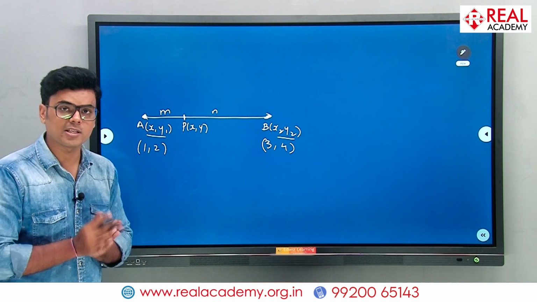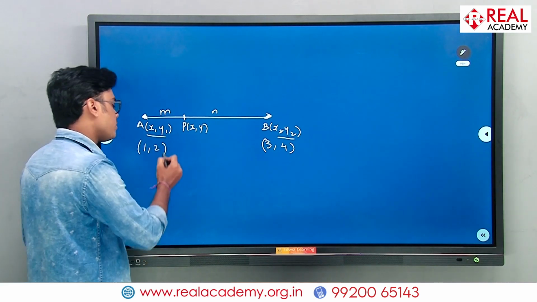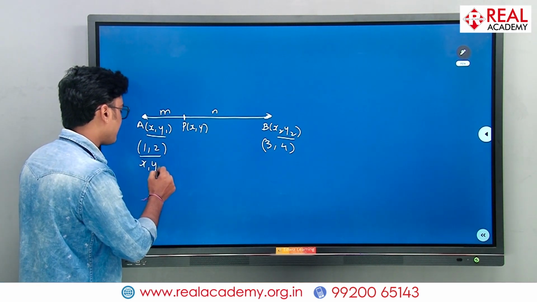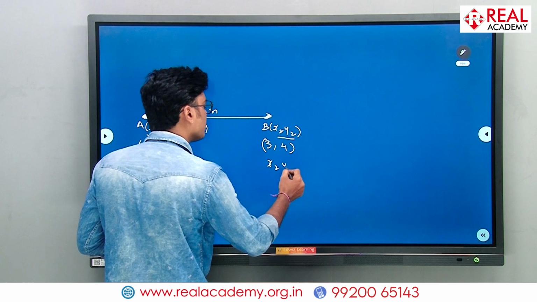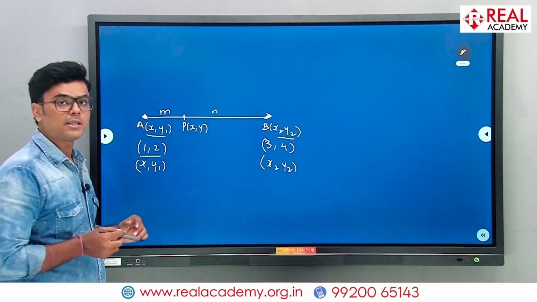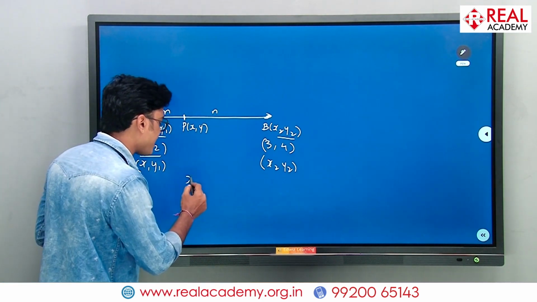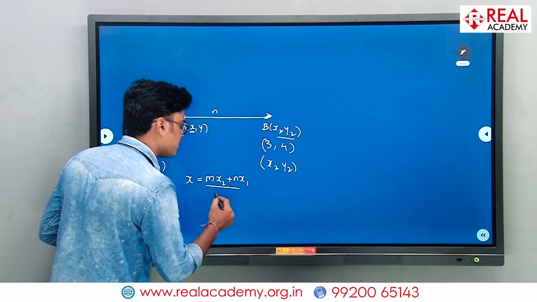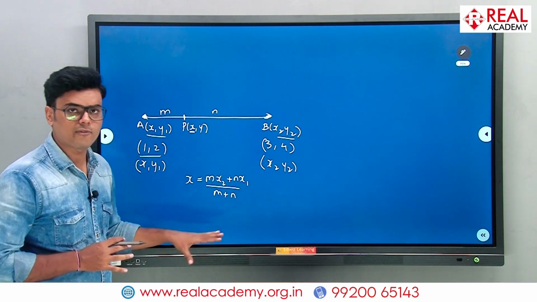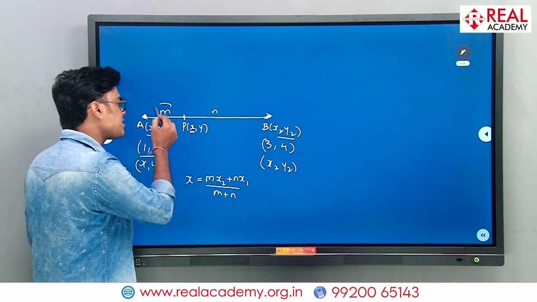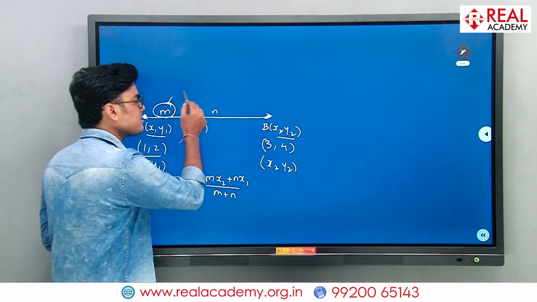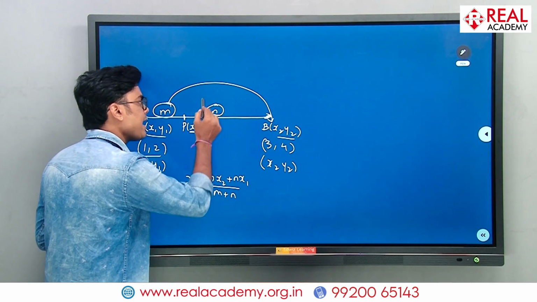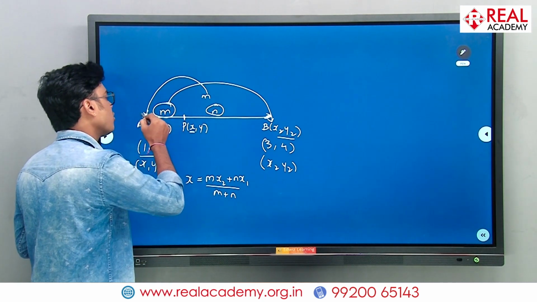Now the question is, how do you assume it? It's simple. If you select this to be x1 y1, and this to be x2 y2, you have to make sure that you use it properly in the formula. What is the formula for x coordinate? m x2 plus n x1 upon m plus n. So if you assume this to be m, your x2 has to be from here, the opposite end, correct? If you assume this to be m, your x2 has to be from the opposite end.